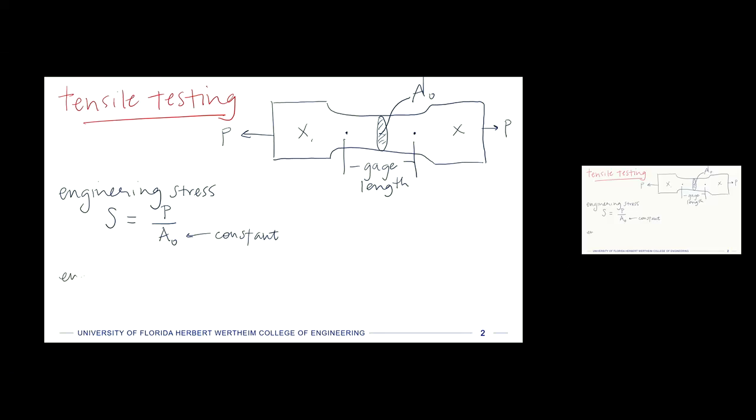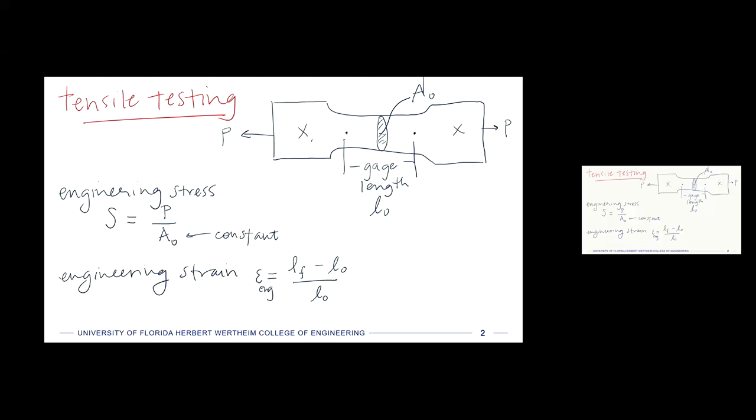We can also define the engineering strain, and that will be the change in length measured against some initial condition that will not be changing. If we call the initial gauge length L naught, then the engineering strain, I'm just going to call that epsilon for now, epsilon engineering, is the final length of that gauge distance minus the initial gauge length, divided by the initial gauge length. So that's our definition of engineering strain. These should be very common definitions for you.